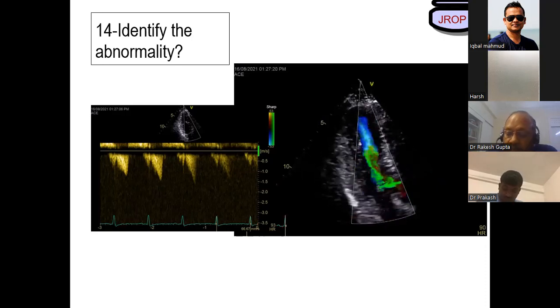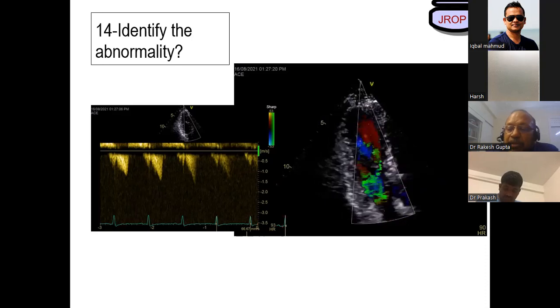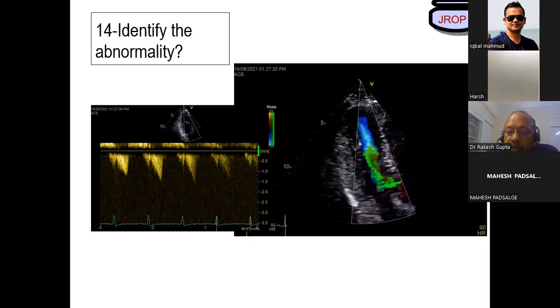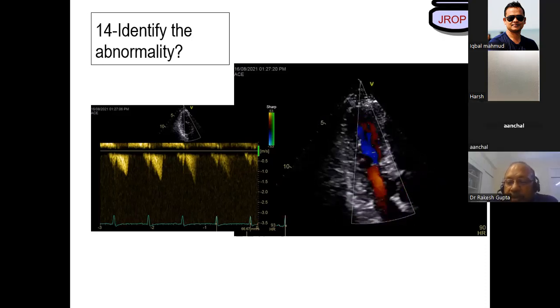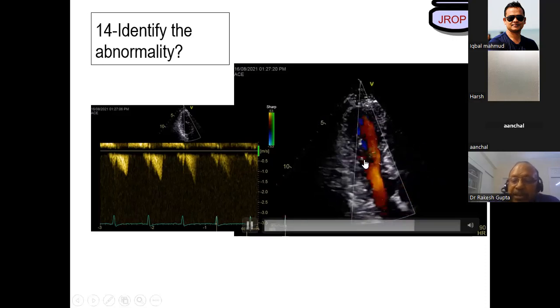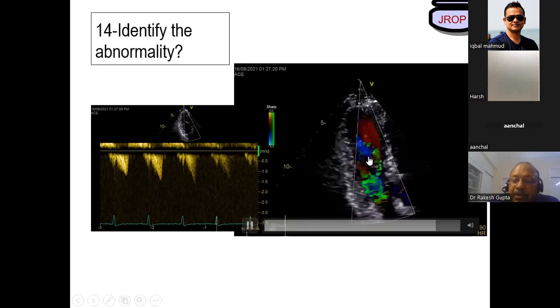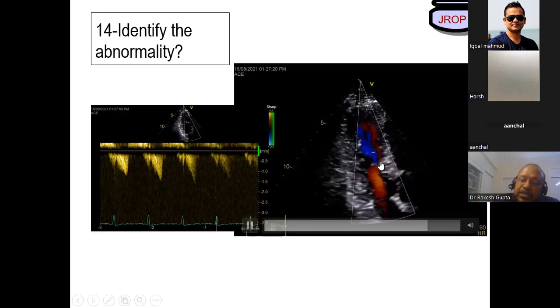Anybody would like to attempt this question? It is a mid cavity obstruction, sir. Mid-cavity obstruction. Excellent. Who answered this question? Me, Dr. Mahesh, sir. Very good answer. Turbulence is seen in the mid cavity, mid cavity obstruction. Great.